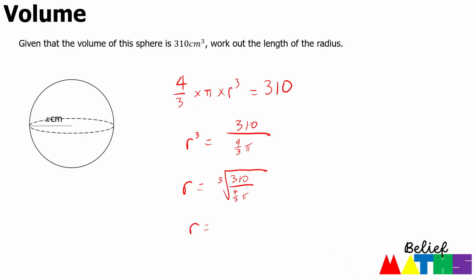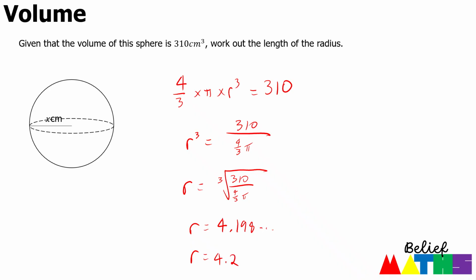So the first thing we write in our calculator is we write cube root, then our fraction button. On top of our fraction, we have 310. On the denominator of our fraction, we press the fraction button again to get 4/3. And then we put our pi in beside that. And that should give us our answer, which in this case is 4.198. So we'll just say the radius is 4.2.